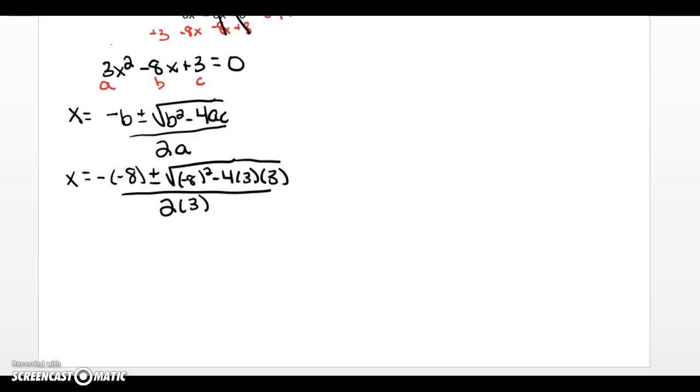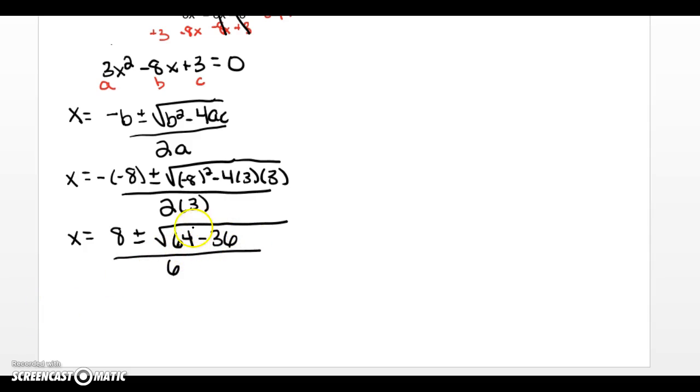So from here, you're just going to simplify as much as you can. So here we have x is equal to. We can simplify negative times negative is positive. So we're left with +8 plus or minus the square root. Then we can apply the square and also do our multiplication. So -8 squared is +64, and -4 times 3 is -36. That is all divided by 2 times 3, which is 6.